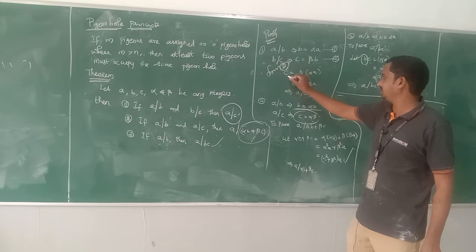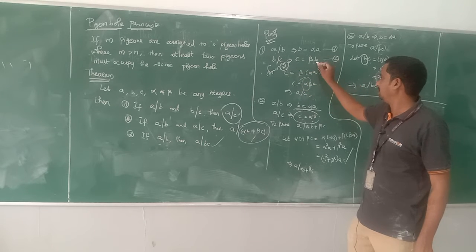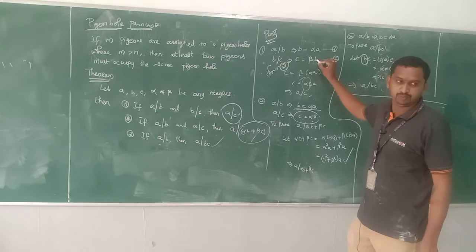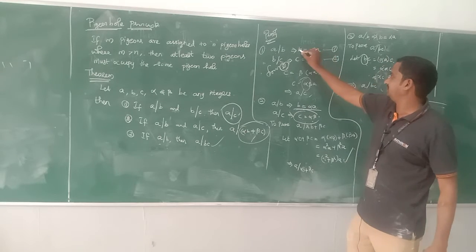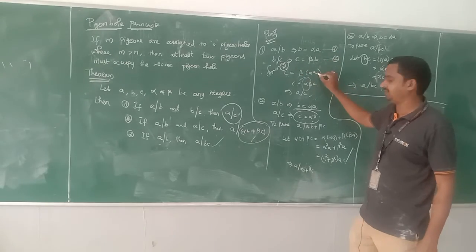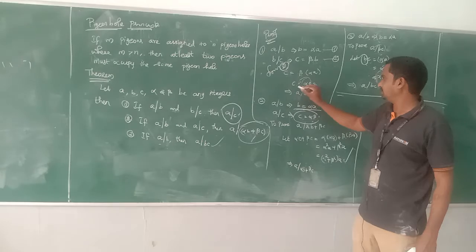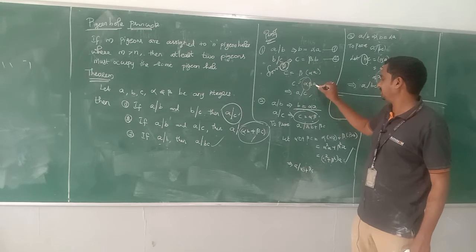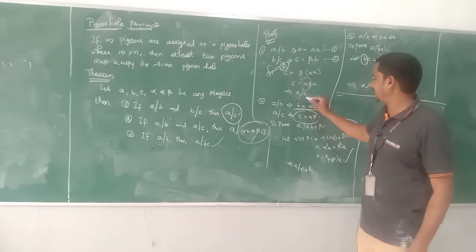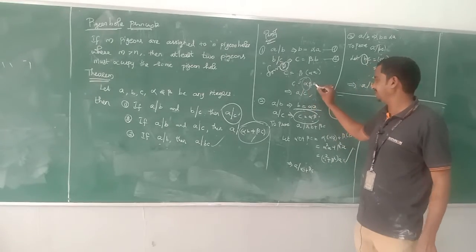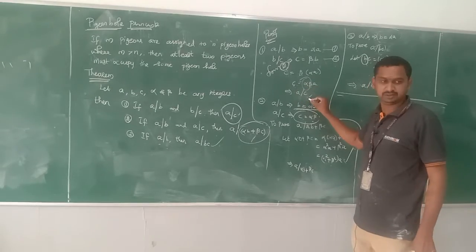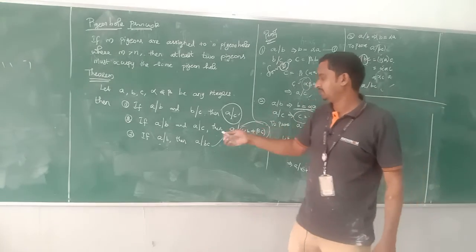Now take equation 2: c equals beta times b, and we know the value of b from equation 1, which is alpha into a. So beta into b is beta times alpha a, so c equals alpha into beta into a. Now by the basic principle, c equals alpha beta times a, which can be written as a divides c. This is the first proof. Come to the second proof.